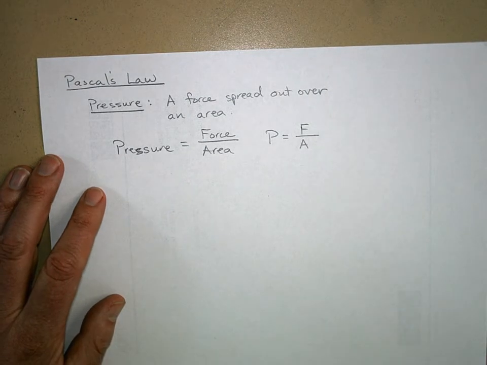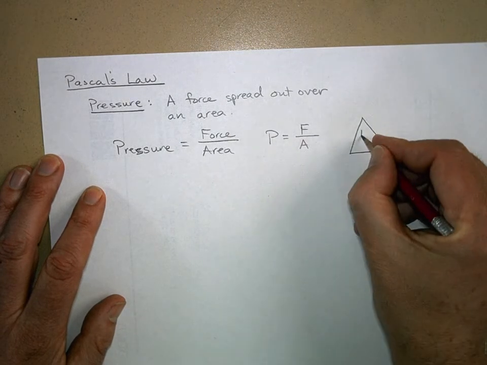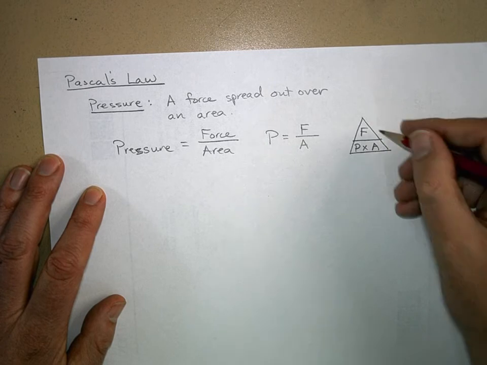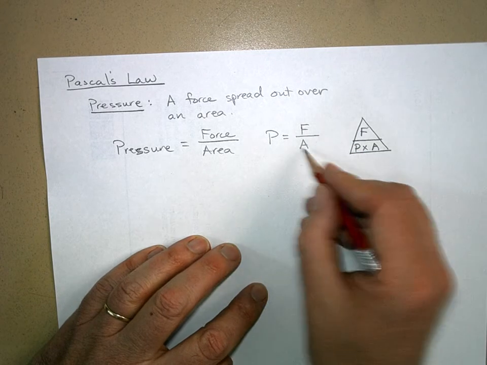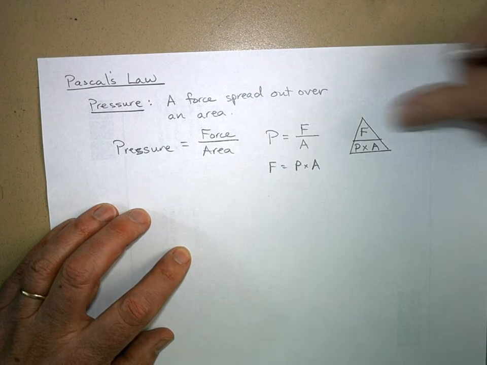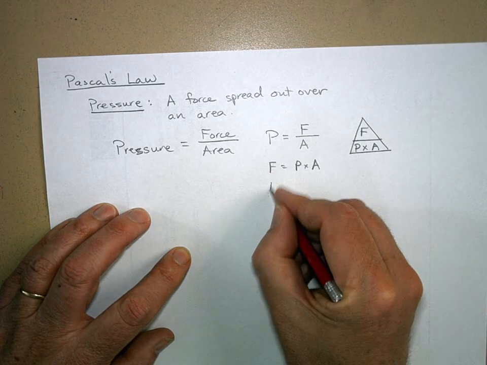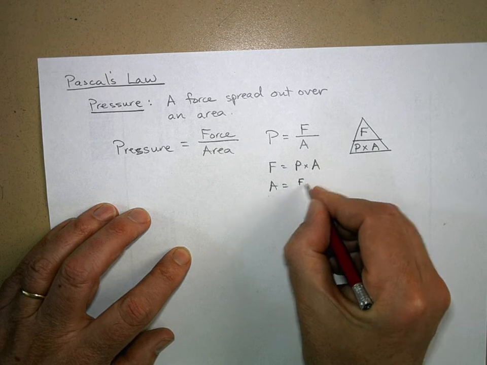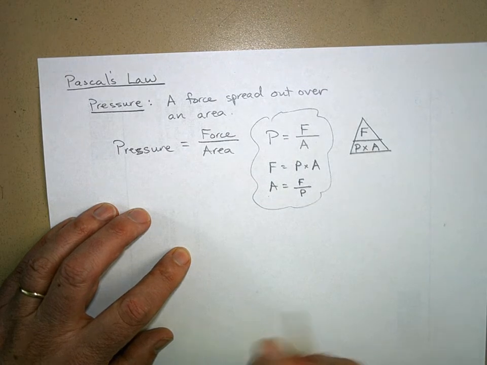Now, we can make one of those fancy little triangles out of it. So force, pressure, area. If I want to know the pressure, it's force divided by area. If I want to solve this for the force, I would multiply both sides by area. So force equals pressure times area, and you get that with the triangle. You cover up the force and you get pressure times area. And then, of course, if you want to solve for the area, if you know the pressure and the force, you cover up the area, and it's force divided by pressure. Force divided by pressure is equal to the area. So these are the equations we're going to use to solve pressure problems.